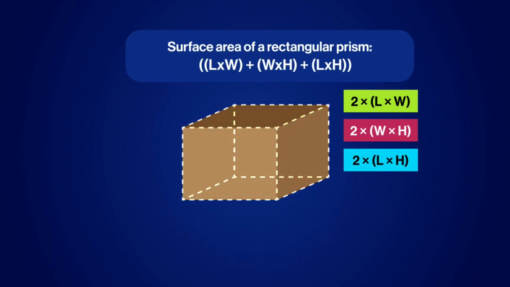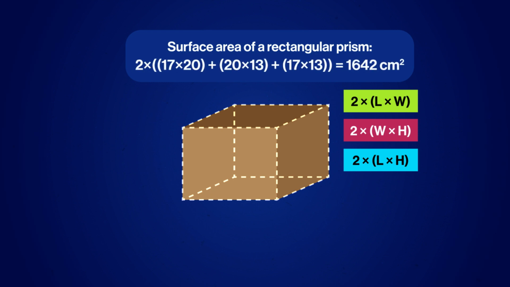So, first we can calculate the corresponding areas of these rectangles. Then we can double them because each one appears twice on the box. And finally, all we need to do is add them up. And we've got a formula for the surface area of a rectangular prism. Crunching the numbers for the boxes Hamilton's will be shipped in, Arslan finds the basic shape of each box requires 1,642 centimeters squared of cardboard.